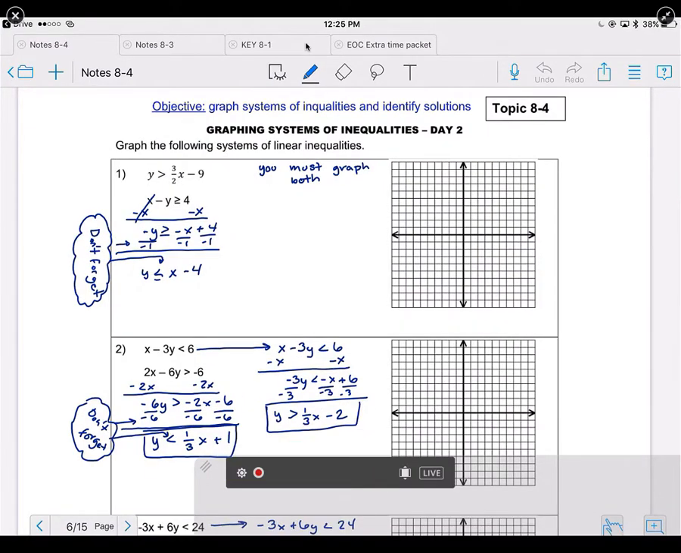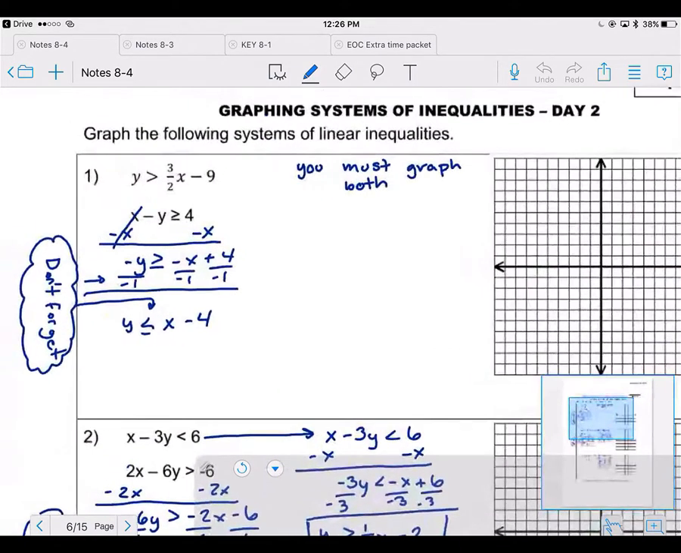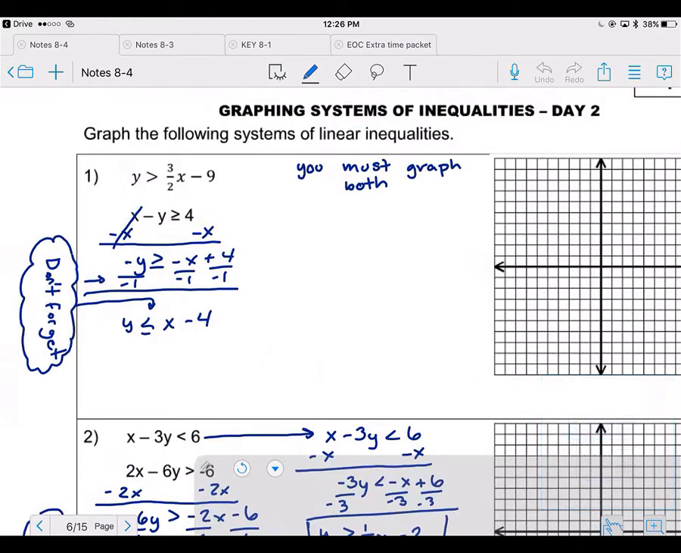This video is over topic 8-4 for systems of inequalities. Remember that we must graph both of these lines. Before we can graph, we have to solve. So the first one, y, is already by itself, but for the second one, we have to move x. We move x by doing the opposite operation, so subtracting x, and bringing the 4 down.